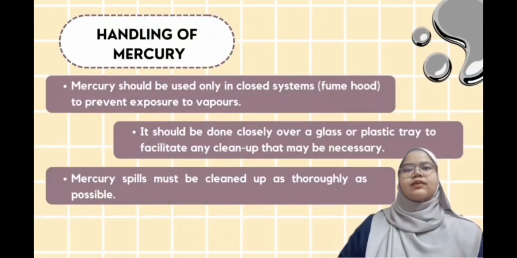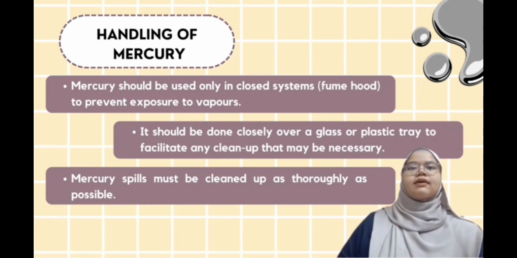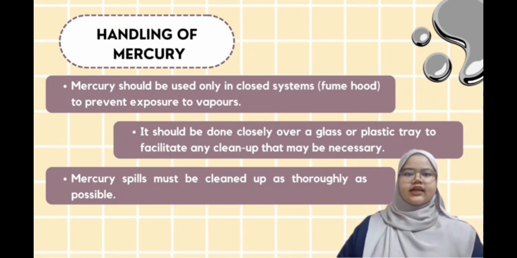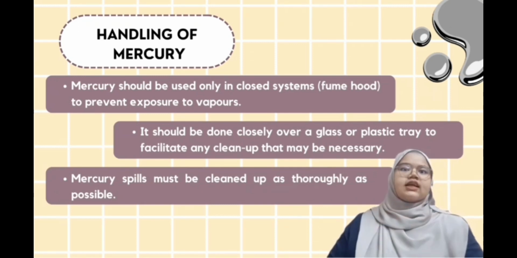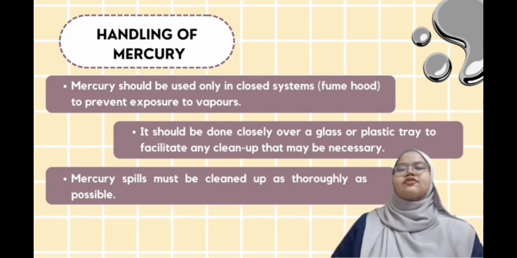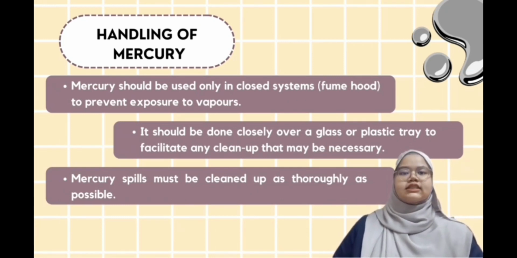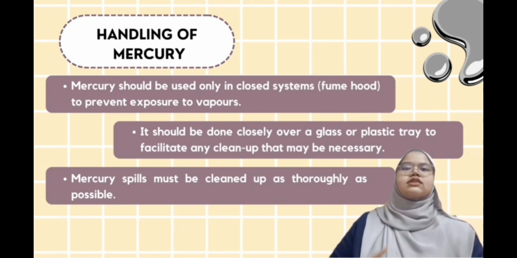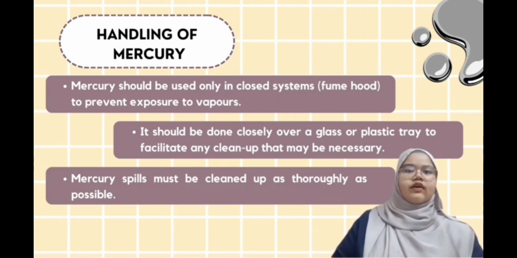Mercury can be used to make thermometers, barometers, and other scientific instruments. Mercury is poisonous and can enter the body through the respiratory tract, digestive tract, or directly through the skin. It accumulates in the body, eventually causing severe illness or death. Mercury should be used only in a closed system to prevent exposure to vapors.